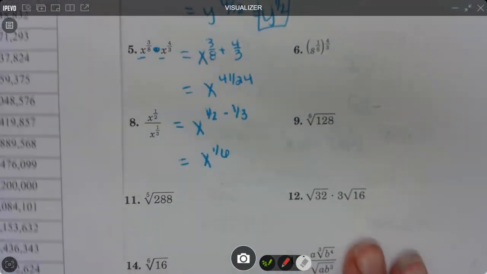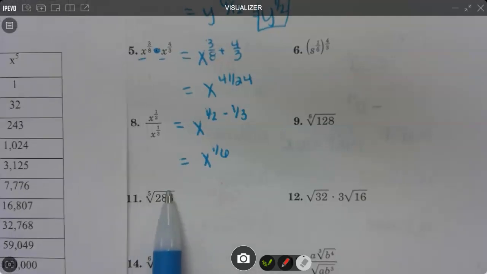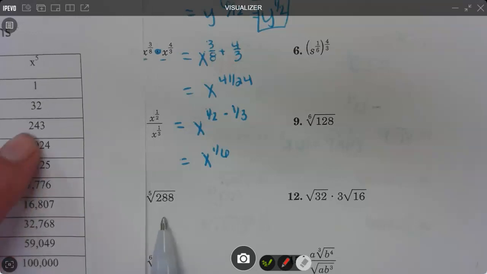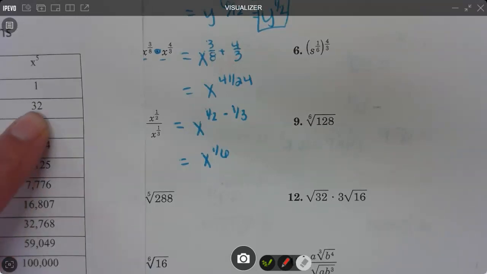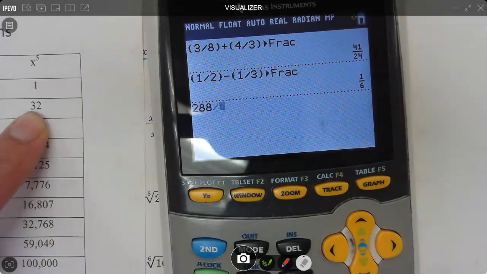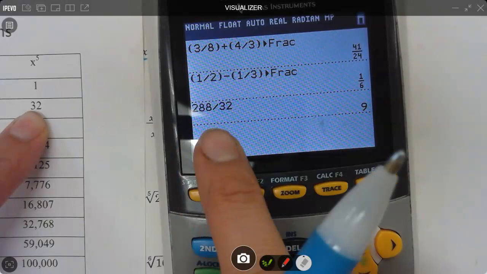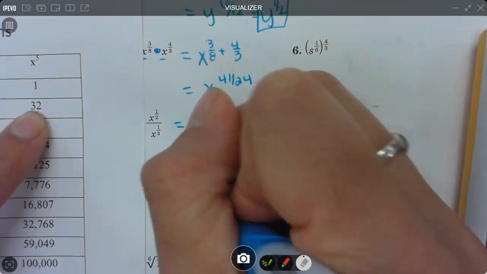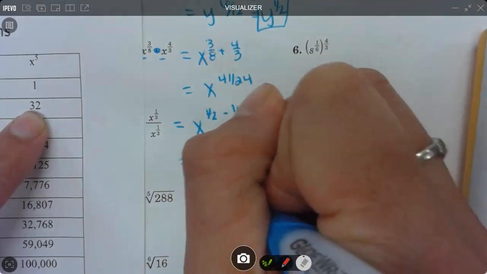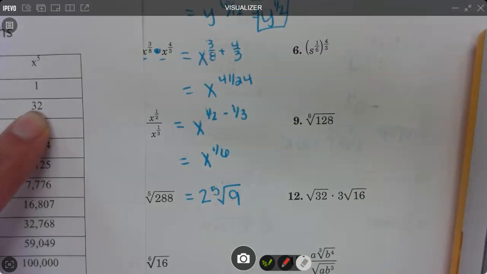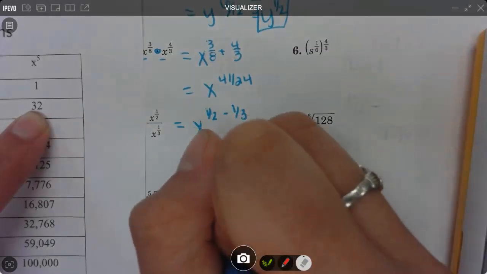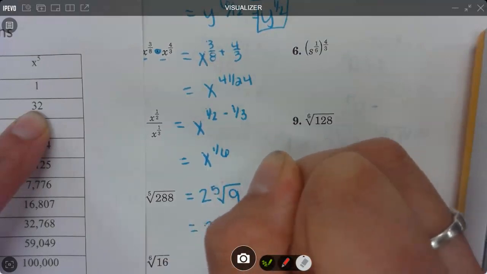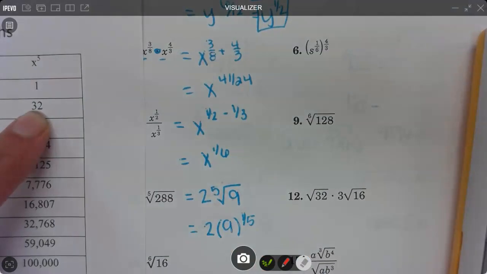To simplify the 5th root of 288, you would go down the 5th root column, look for a number that goes into 288, so maybe you try 32. You get 9. So the 5th root of 288 is 2 times the 5th root of 9. You could also write it as 2 times 9 to the 1/5 power.